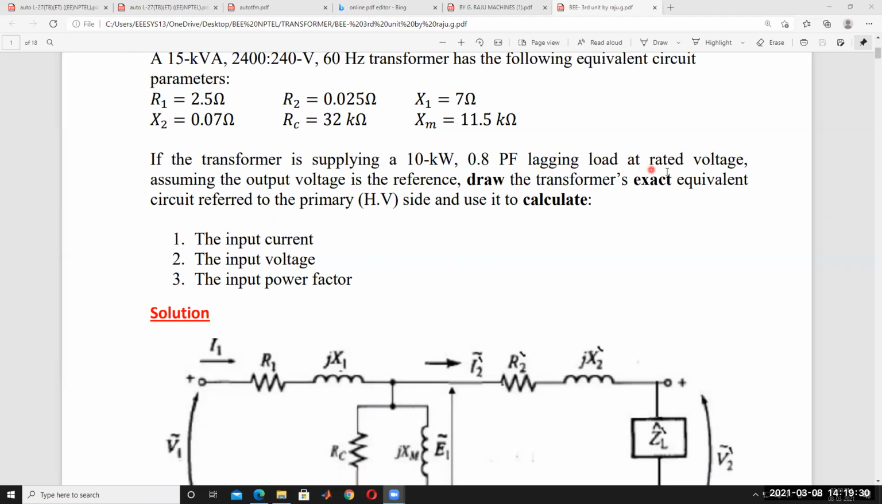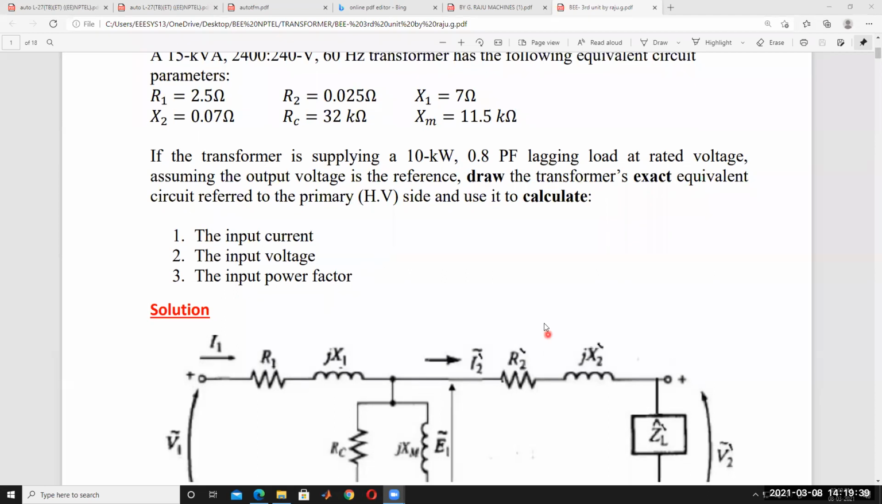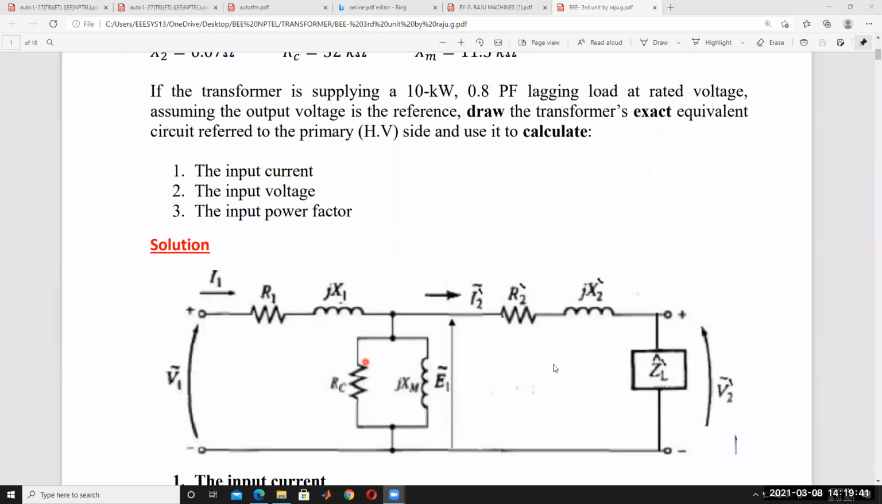Rated voltage. Assume that the output voltage is the reference. Draw the transformer exact equivalent circuit referred to the primary side, the high voltage side. That's why all these parameters are converted from secondary to primary, and it will be written like this: R2 dash and jX2 dash.